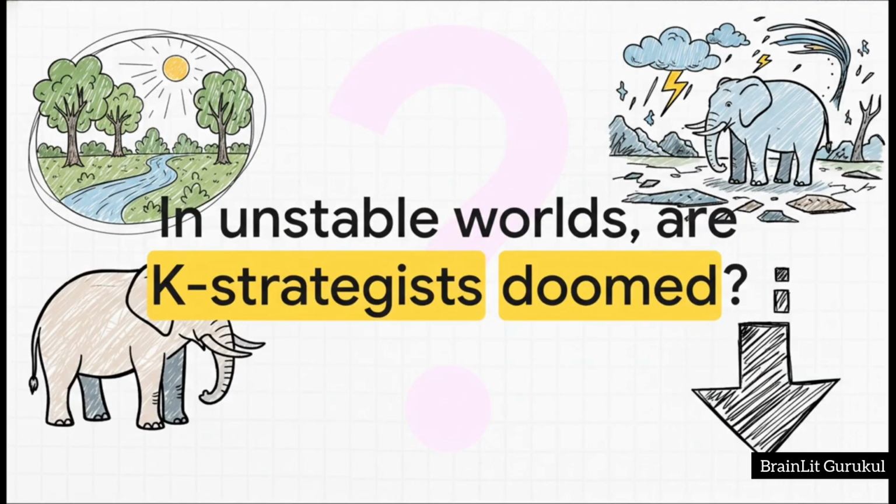And I want to leave you with one final thought to chew on. We know that K strategists, our elephants and so on, they're built for stable environments. So in a world where our environments are becoming more and more unpredictable, are these amazing survivors doomed? It's something to think about.